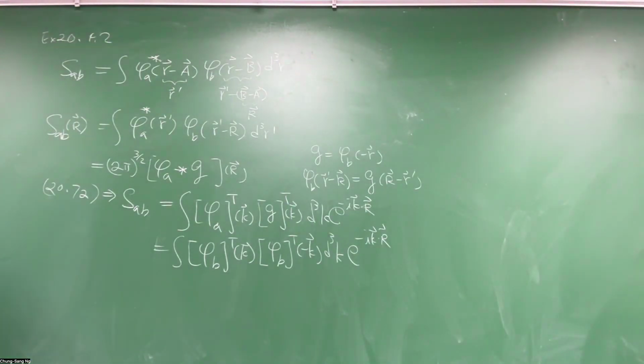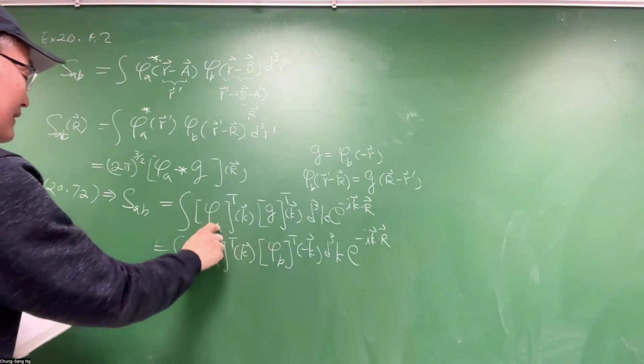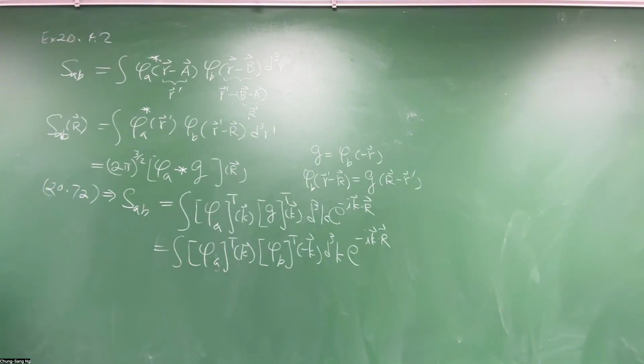Is that leftmost point of the ball supposed to also be phi B, or should it be phi A? This is phi A, because there are two functions in the overlap. This is the formula on the bottom of page 989. It's exactly the same formula.